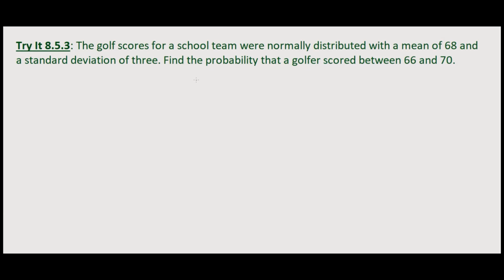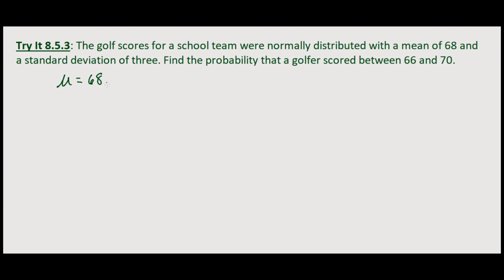In this problem, we're given that the golf scores for a school team were normally distributed with a mean of 68 and a standard deviation of 3. And we're asked to find the probability that a golfer scored between 66 and 70. Now, if you'll notice, this is the same information we were given in a previous problem. The difference is that we're finding the probability on an interval instead of the probability of an at most or at least for a specific value. So in this case, we're finding the probability between 66 and 70.